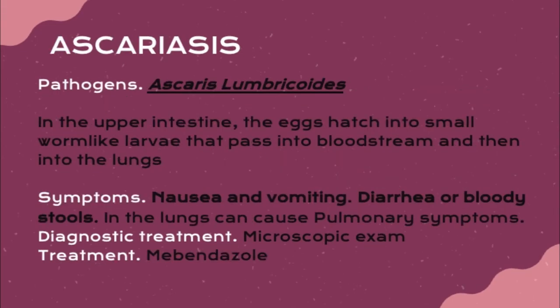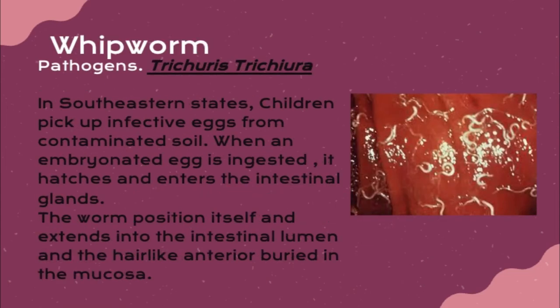Ascariasis, pathogens Ascaris lumbricoides. So in the upper intestine, the eggs hatch into small worm-like larvae that pass into bloodstream and into the lungs. Symptoms, nausea and vomiting, diarrhea or bloody stools. Then in the lungs can cause pulmonary symptoms. Diagnostic treatments such as microscopic exams. Treatment, mebendazole. Whipworm. Whipworm infestations known as trichuriasis are widespread in tropical areas of the world, especially Asia.